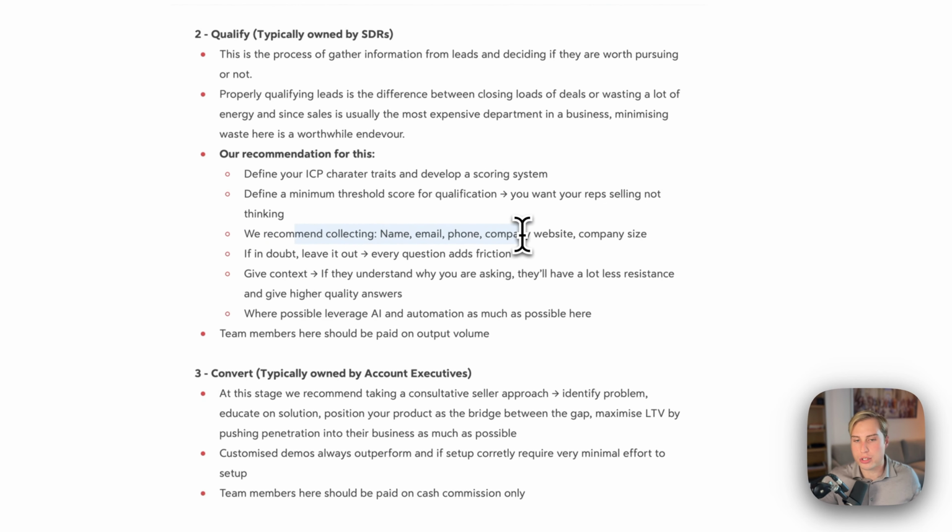Okay? And the next thing is like, what information do you collect for this scoring thing? We recommend generally just collecting the name, the email, their phone number, because then you can do triage calling, their website, because if you have their website, you can pull their website traffic, you can go and have a look at it, you can look at their product, etc., and the company size.